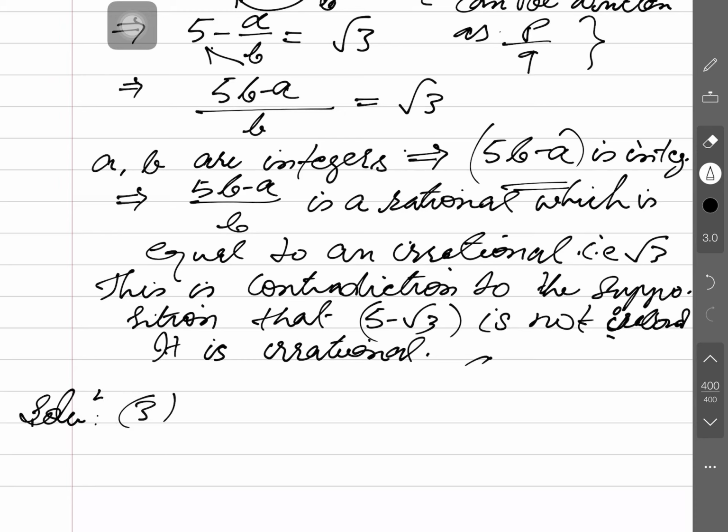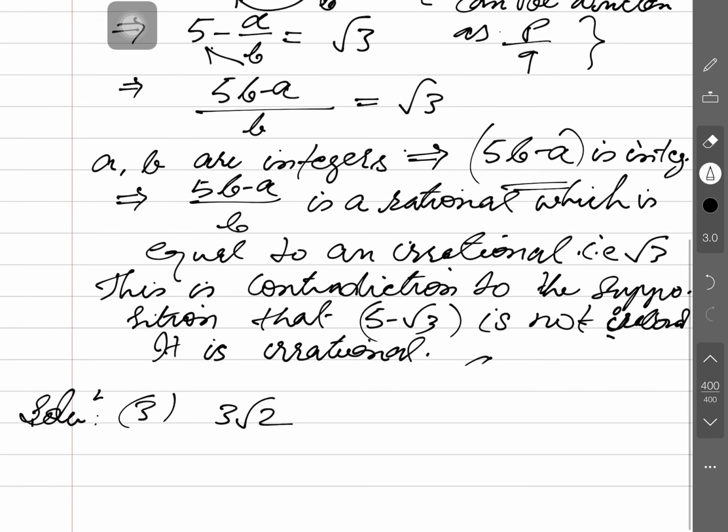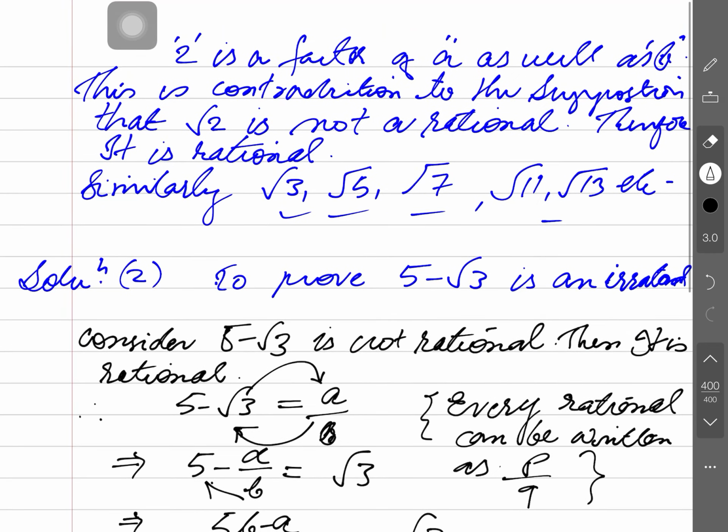Solution number three, what is that? 3 root 2 is irrational. So, you will copy the same number of lines and these solutions here. Is that clear? These same copies and these number of solutions you will give here. What is that? You will again just write the same number of steps.